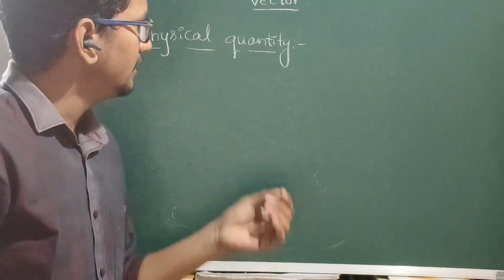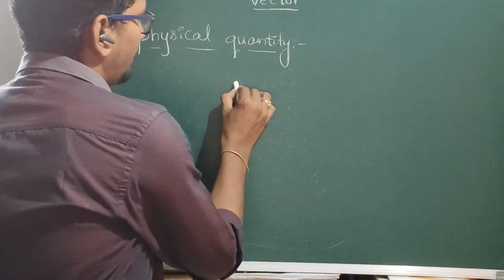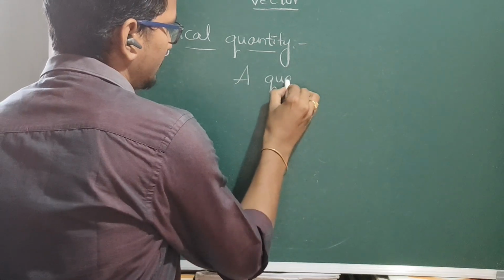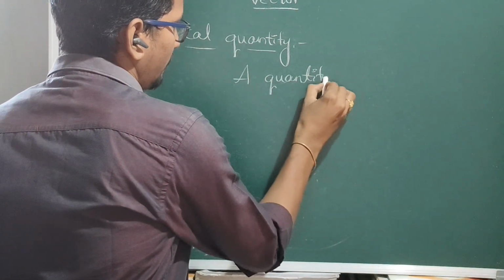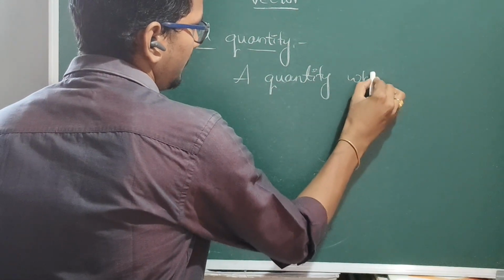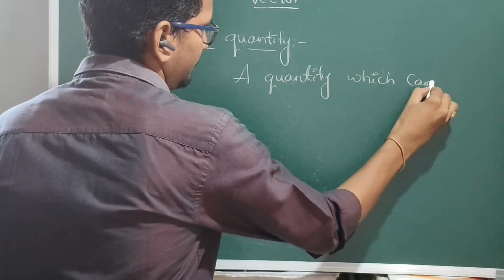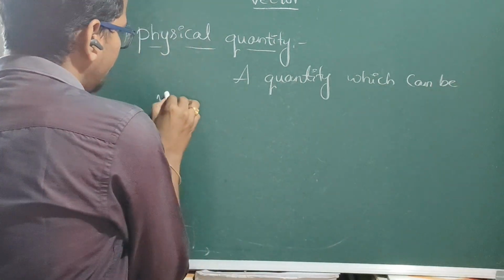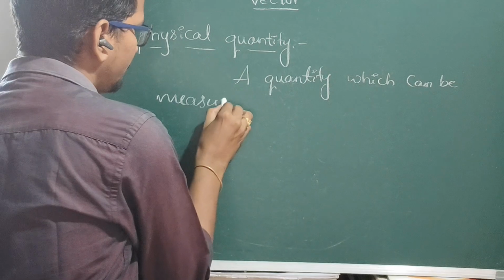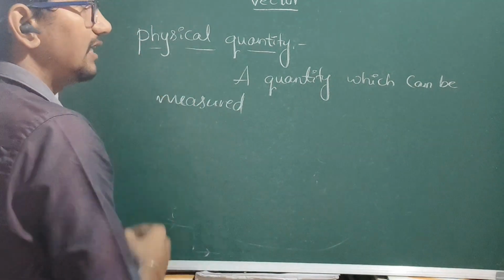Are you able to understand? That's why a physical quantity means a quantity which can be measured. That which can be measured is called a physical quantity.